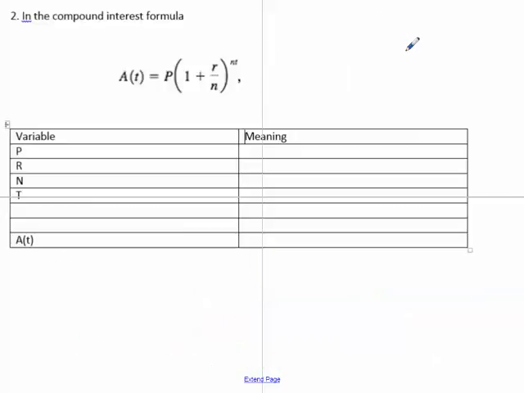Here's 3.2c talking about compound interest formula. In general, a compound interest formula is going to be of this form. A of t equals p times 1 plus r over n to the n-th power. So what does all this mean?